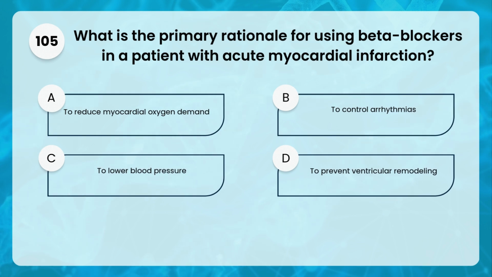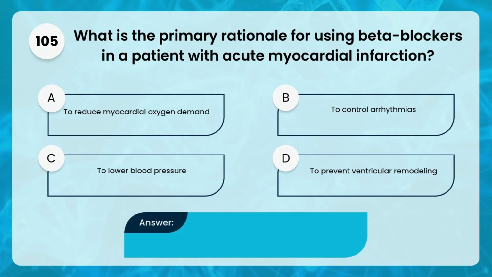105. What is the primary rationale for using beta blockers in a patient with acute myocardial infarction? A. To reduce myocardial oxygen demands. B. To control arrhythmias. C. To lower blood pressure. D. To prevent ventricular remodeling. The answer is A. To reduce myocardial oxygen demand.